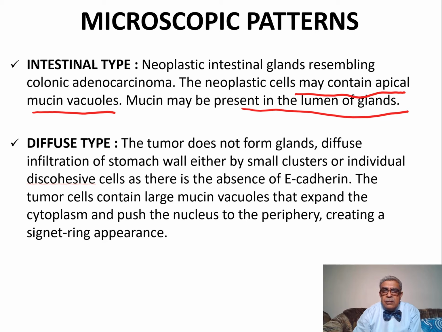Now, tumors which have the intestinal type of microscopic pattern form bulky masses and, as I already mentioned, are composed of glandular structures, whereas those of the diffuse type infiltrate the wall of the stomach and do not form a big mass.